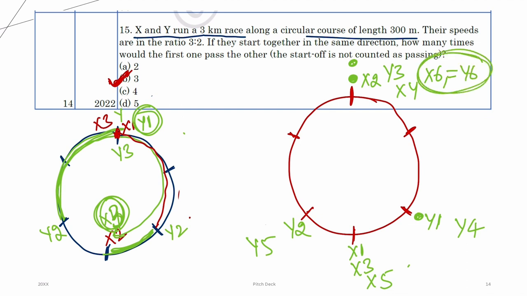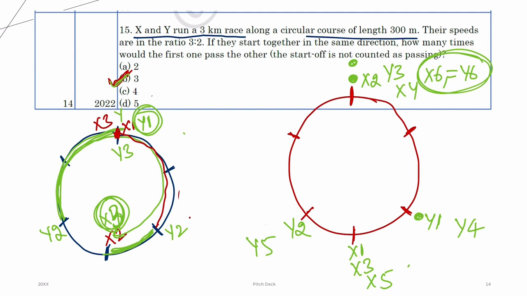I hope this is clear. So X is going to pass Y, or they are going to meet, only after 3 rounds. So our answer 3 is correct. I hope this is a little confusing question. Why? Because there is no exact application of the circular motion formula. We have to picturize the motion of A and B to understand the question. This question is on the little tricky side.